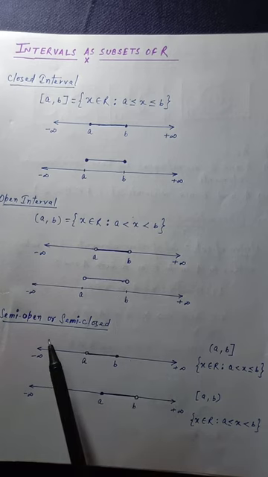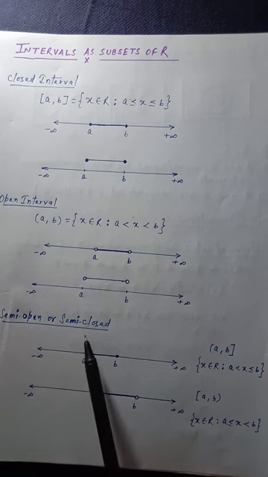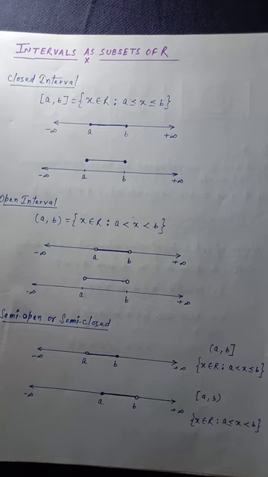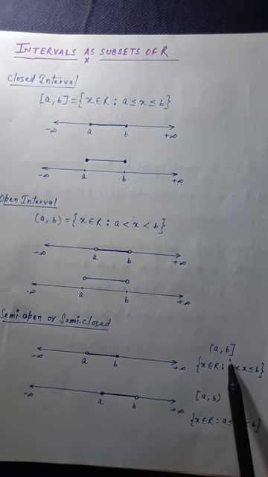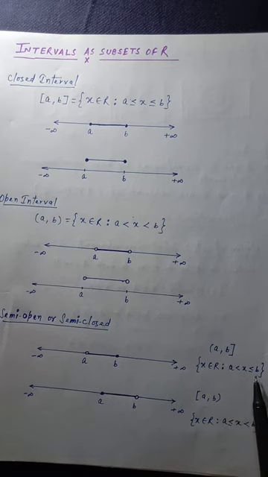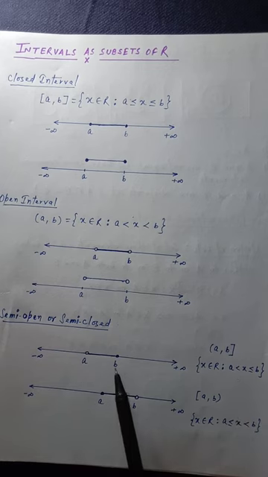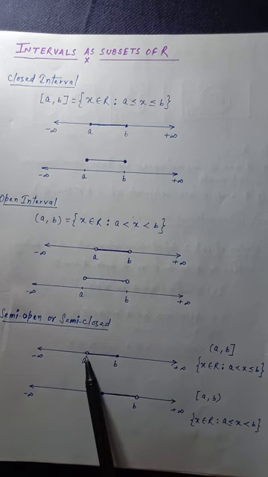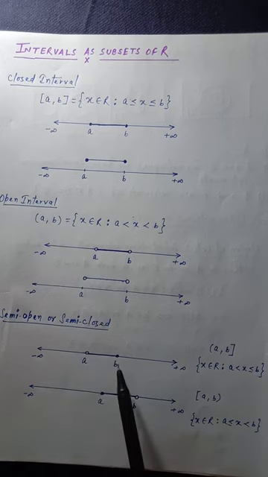Now the third and fourth types are semi-open or semi-closed. Semi-open or semi-closed means this interval is open from one side and closed on the other side. Say this is open at a and closed at b. It means the value of x is greater than a, but it is not equal to a. It is greater than a, but finally it is equal to b as well as less than b. Now you can see here there is a hollow circle on a because the value of a is not included, but a solid circle at b because the value of b is included.